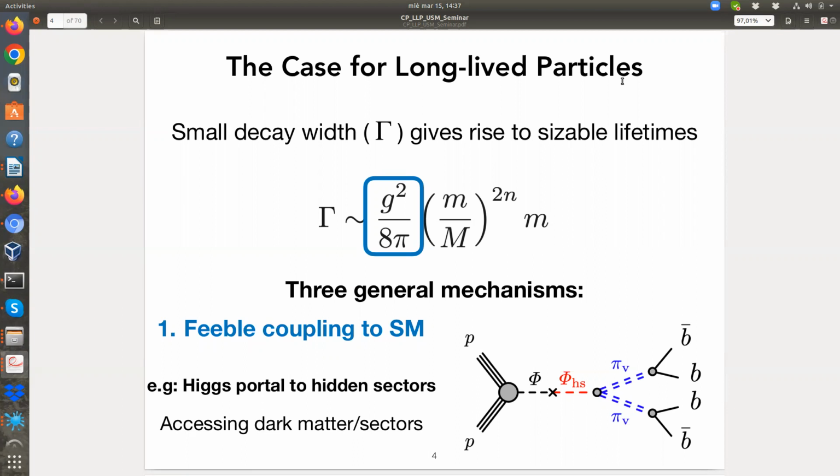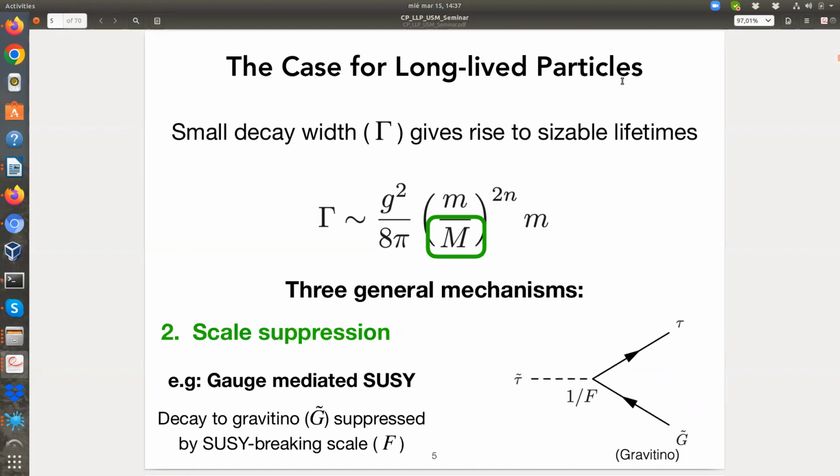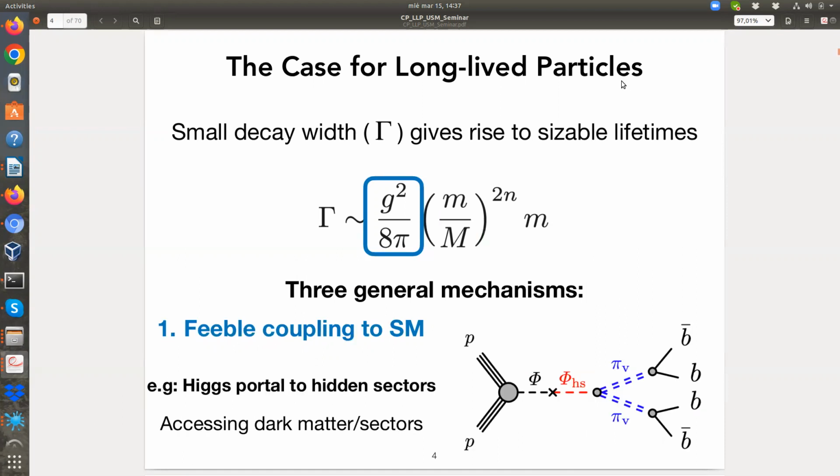So that's the case in which you have one small coupling here between the mixing between the Higgs and the dark Higgs. So that will naturally give you long-lived particles. Yes, because this extra pion mixes with the Higgs and the Higgs decays.